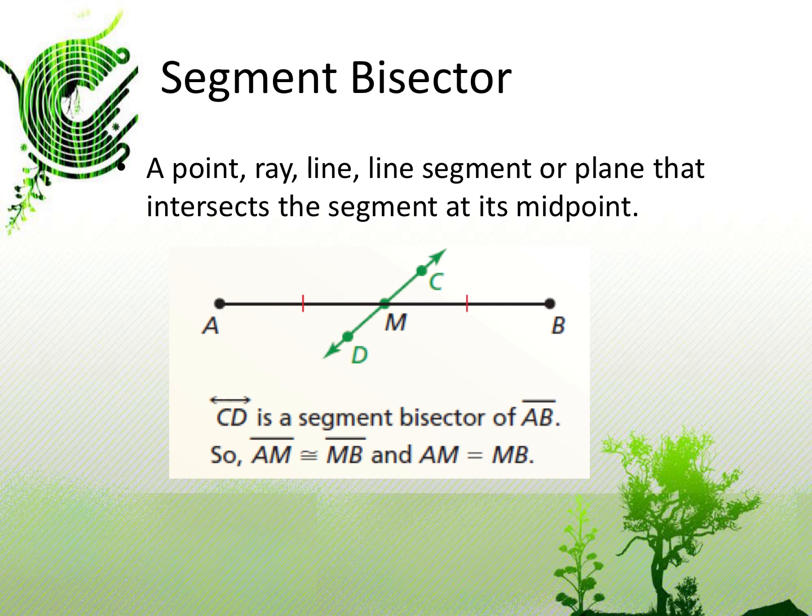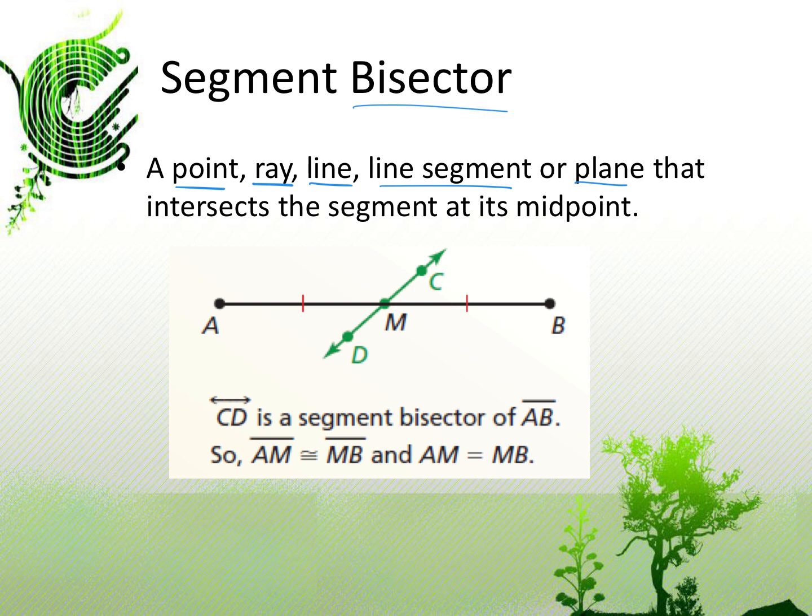A segment bisector is another interesting term that we're going to use a lot. Anything can be a segment bisector. You can bisect something or cut something with a point, a ray, a line segment, or even a plane. But whatever it is that's cutting through the segment, when it's a segment bisector, it means that it bisects it or splits it into two equal parts. So it doesn't just intersect it. No, it bisects it. It splits it in half.